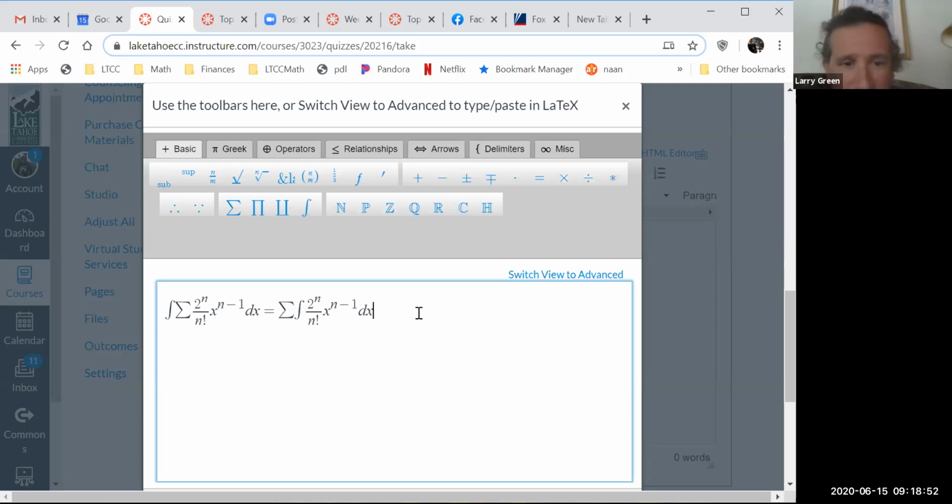Okay, but the good news is that's an easy integral. Unlike the original integral, this one's easy. 2 to the n over n factorial is a constant. What's the integral of a constant times x to the n minus 1?